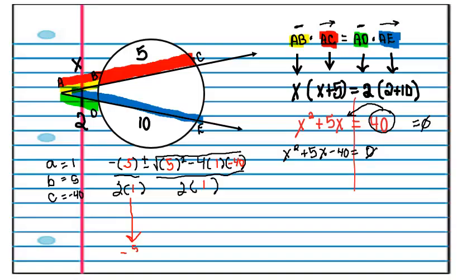So I'm going to do the fraction up front, see if it needs any simplifying. In this case it does not. Going to do the radical work. We have 25 negative 4 times 1 times a negative 40 is positive 160. So that's going to give us a square root of 185, and that's all over 2.